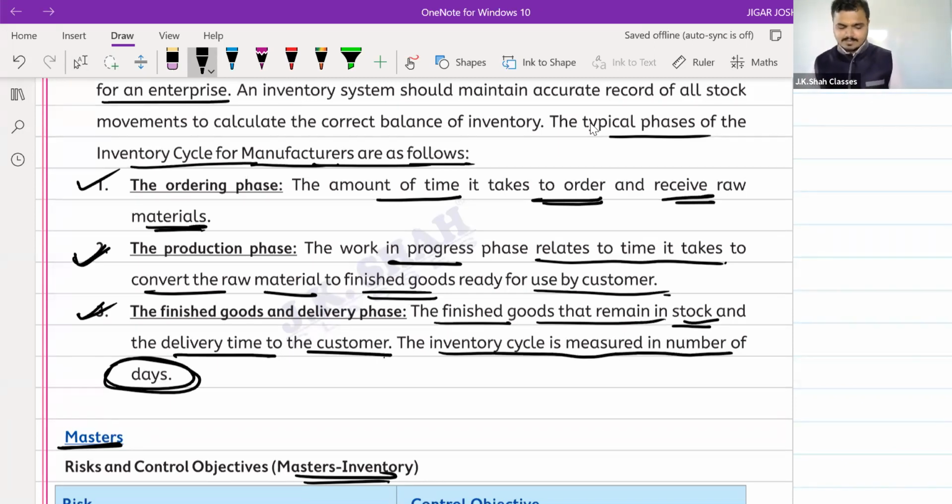Agree? Yes. Can you please repeat these 3 points very fast, very quick, my dear students? Please revise it.